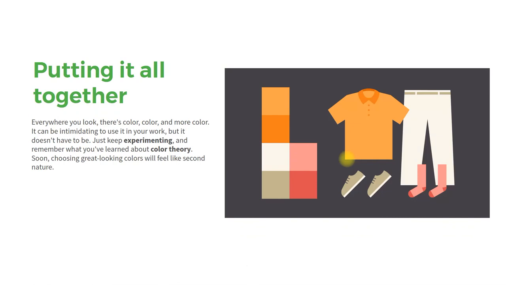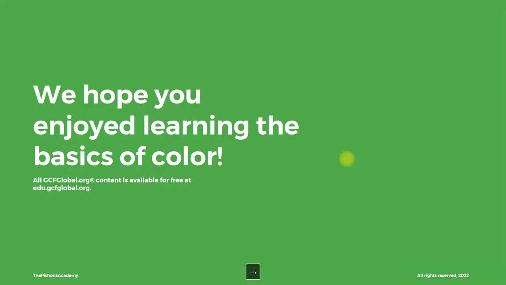So putting it all together, everywhere you look, there's color and more color. It can be intimidating at first, but the more you keep experimenting, the more you keep trying. When you experiment with something, get honest reviews from people. Do you like this? Do you like this? Before you know it, you'll be able to have your own perfect design language that works for you the way you understand. So we hope you've enjoyed learning the basics of color.